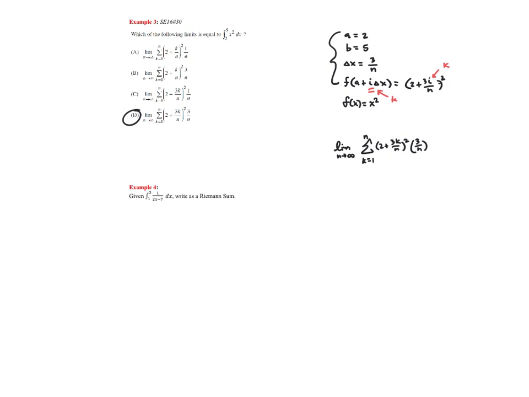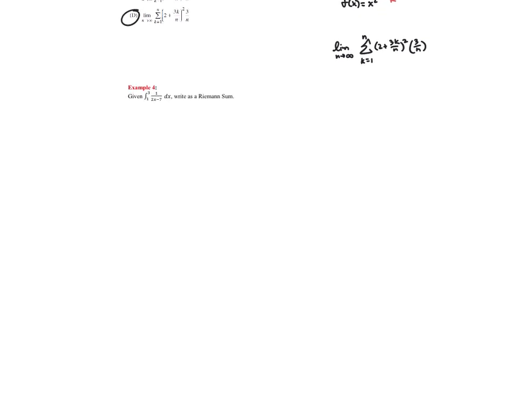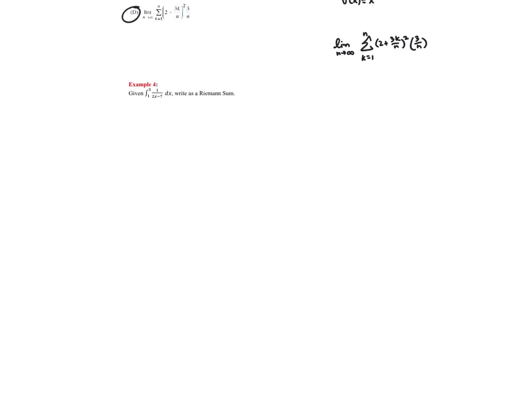Okay, example 4, let's go the other direction. We're given a definite integral. We want to write it as a Riemann sum. Yet again, we want to know a, we want to know b, we want to know delta x, and we want to know f of a plus i delta x. I like i, but you don't have to use i, you can use k if you'd like. So a is 1, b is 3, so delta x is 2 over n.